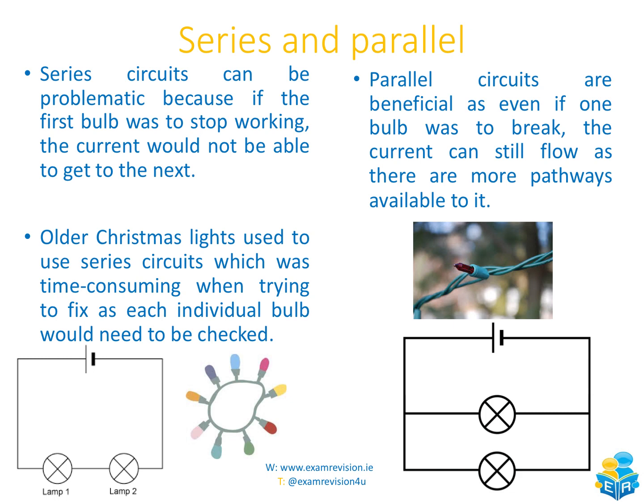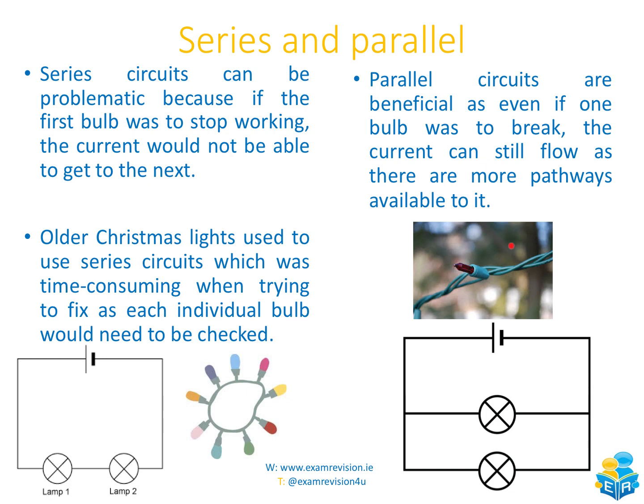Now, if we have a look at the series circuit in more detail, you probably would have seen an example of a series circuit around Christmas time. And this is because series circuits can actually be problematic here, because if the first bulb was to stop working, the current would not be able to go to the next one because the circuit is broken. And we can see that down in the diagram down here. So if lamp 1 wasn't working, the circuit is going to be broken, the current can't pass on to lamp 2. So any lamp that was after that first one is not going to light up. So older Christmas lights in particular used to use series circuits, which was very time consuming, because then if there was a broken one, you had to go and check all of them individually to see which one needed to be replaced for the lights to be working again.